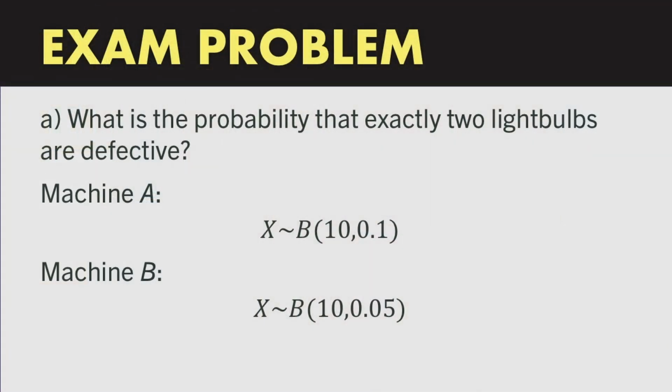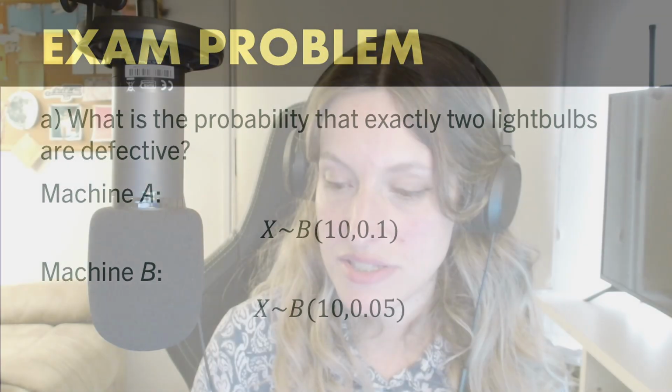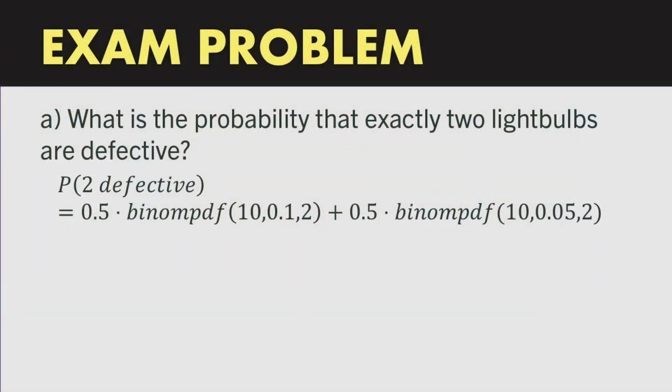For machine A, I'm going to write that X is binomially distributed with 10 trials and probability of success 0.1. And for machine B, the probability of success is going to be 0.05. So X is binomially distributed with 10 trials and 0.05 as a probability of success. Let's calculate the probability of 2 light bulbs being defective. In this case, I have to calculate the probability of getting 2 defective if I happen to choose machine A, plus the probability of getting 2 defective if it happens that I chose machine B.